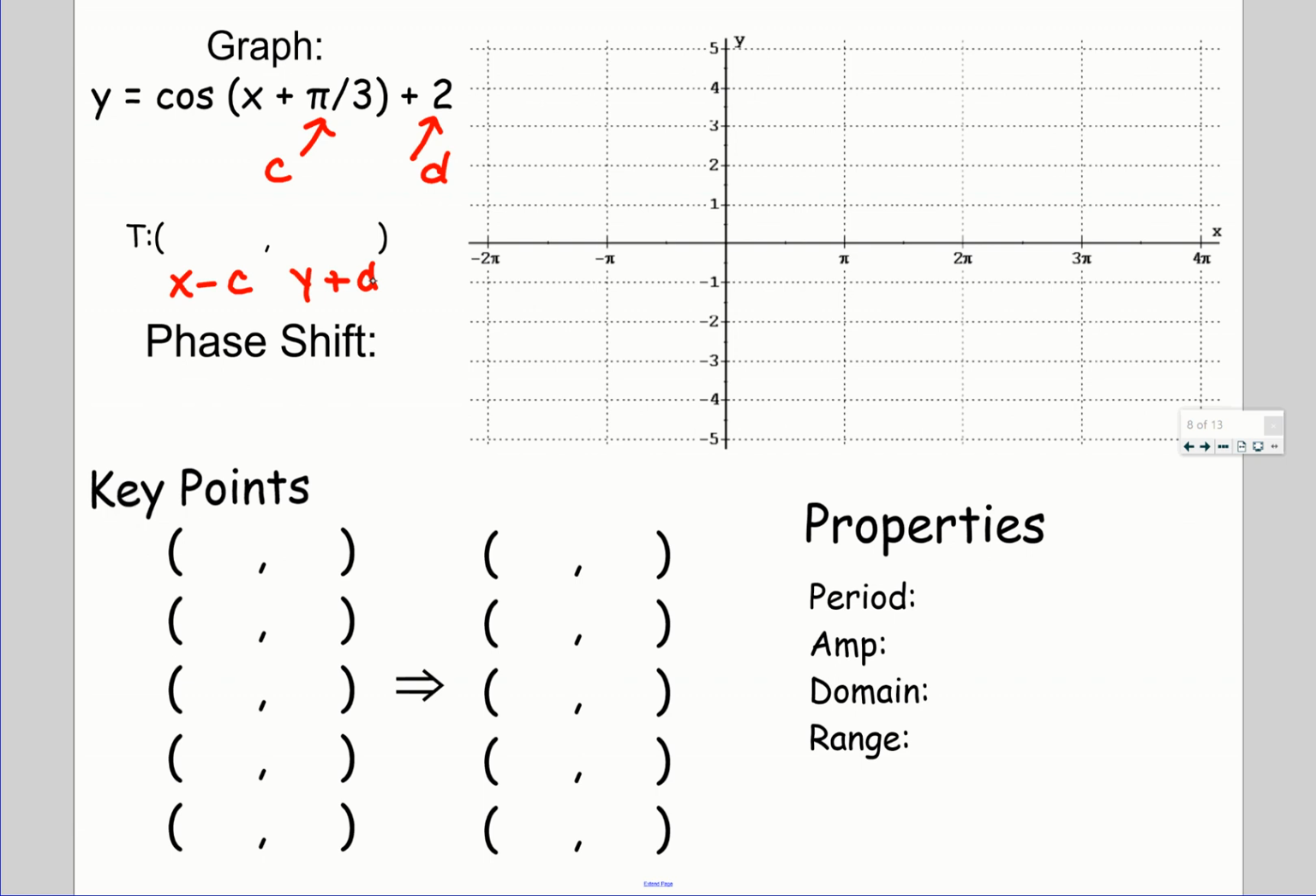All right, so my translation for my x-coordinate is going to be minus pi over 3. That's going to move it left pi over 3 units. And then the plus d, it's going to be y plus 2 here, because it's going to move it up 2 units. Phase shift is listed here, so let's go ahead and name it. What's the phase shift?